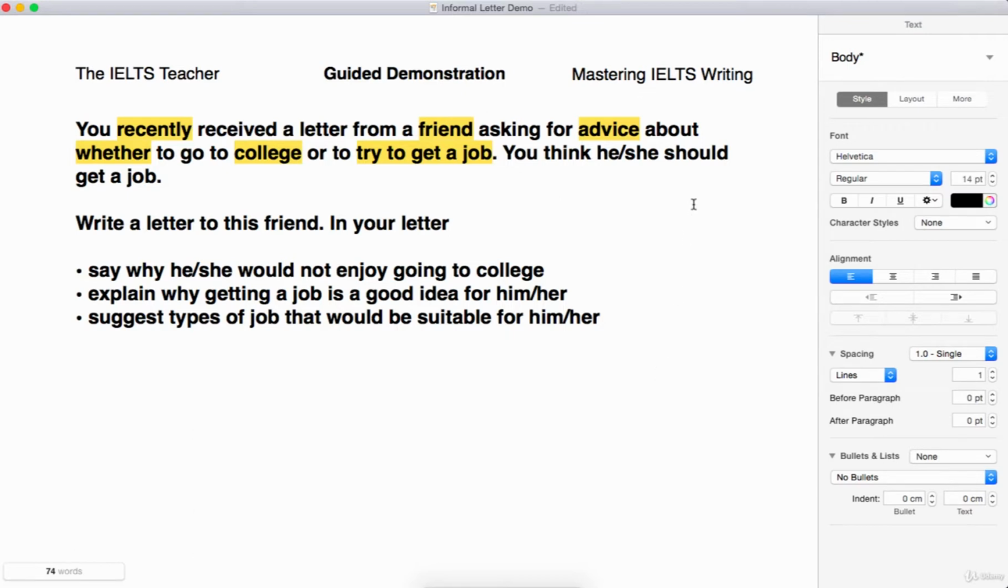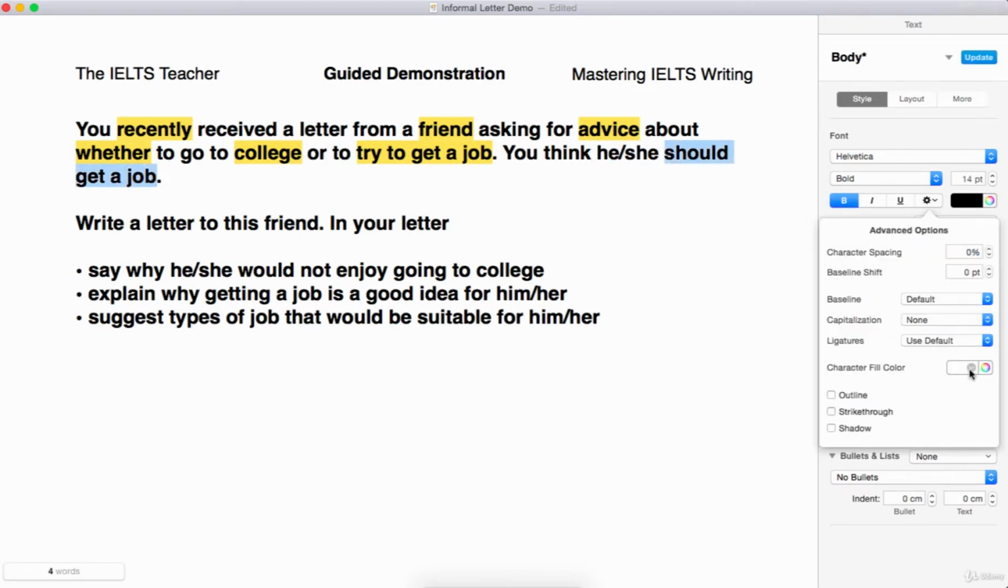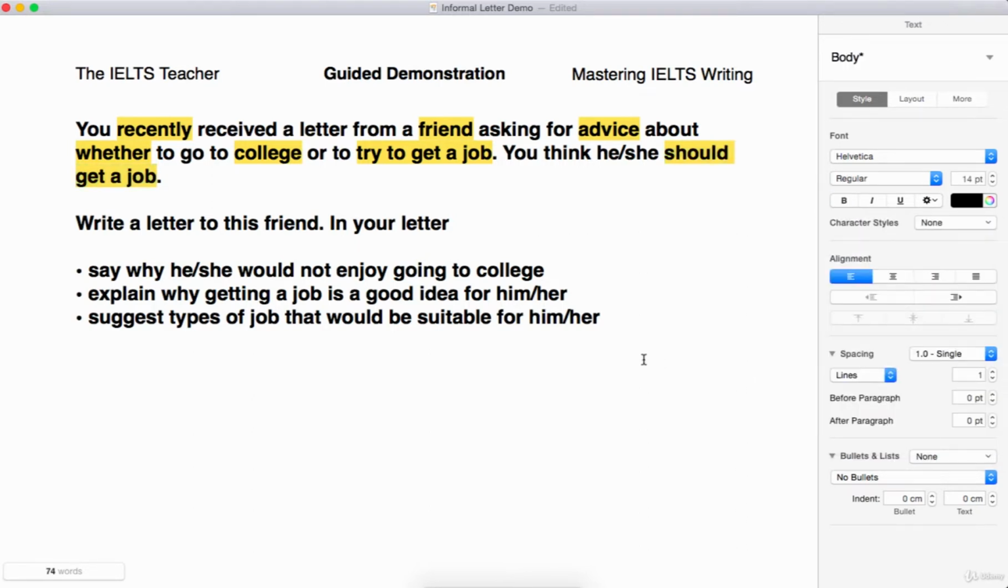And we think that he or she, depending on the friend obviously, should get a job. So we're going to highlight that all here. Should get a job. You see that should, that modal verb, that's typically used for giving advice. Then we have the particular bullet point directives below. Write a letter to this friend. That's pretty clear. I don't think we need to highlight that.